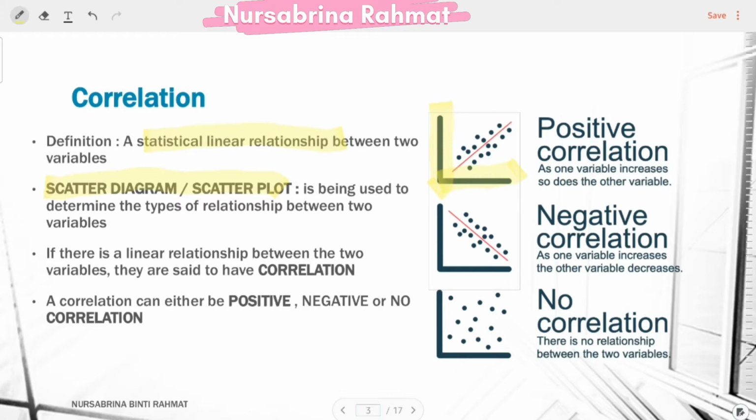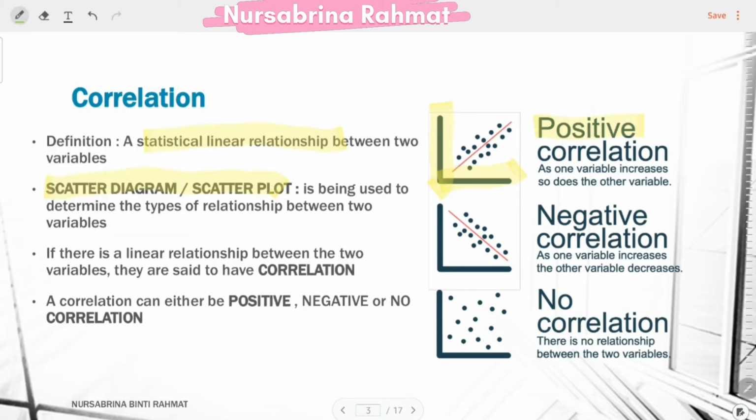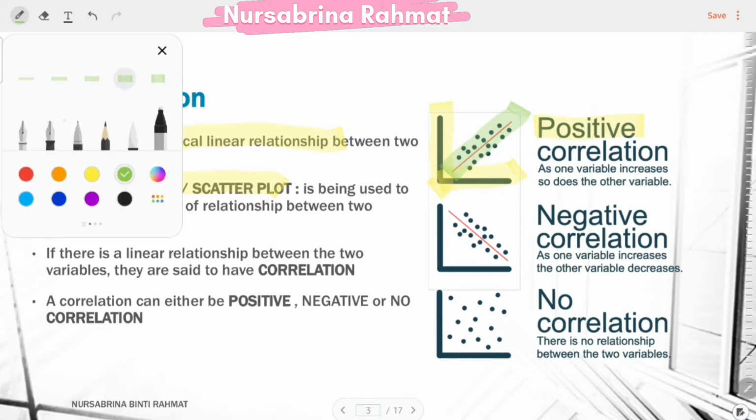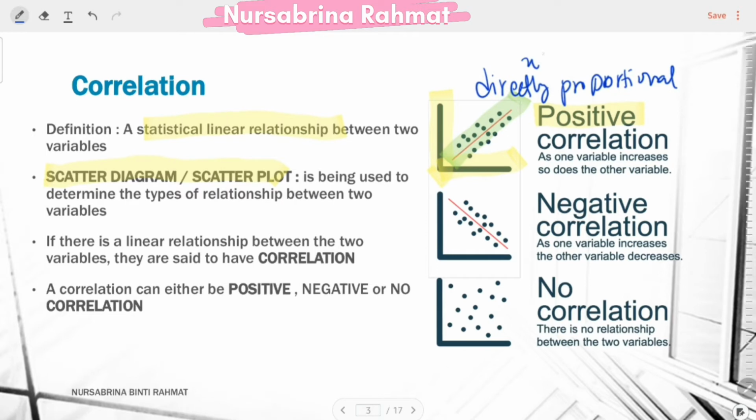There are three types of correlation. First, we have positive correlation. If it's positive, as you can see, the variables x and y are directly proportional to each other. That means when variable x increases in size, variable y also increases in size. So x increases, y also increases. That is directly proportional, and we consider it a positive correlation.